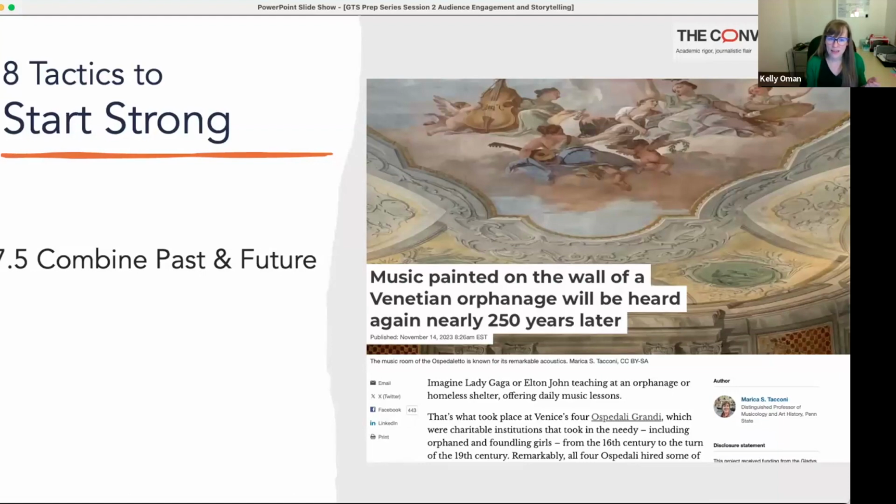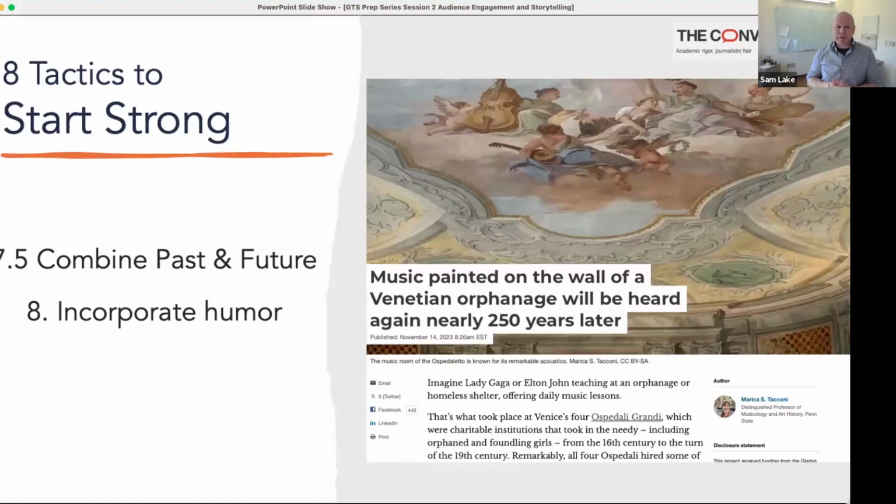And then the 8th tactic is using humor, which is, as we know, a great way to get people engaged, get people listening. All the best speakers do this in some way. This opening is also kind of funny, thinking about Lady Gaga or Elton John doing this kind of work. It's funny because it's unexpected, and that can be a really great way to get us engaged. Here, I thought you were going to have some kind of punchline about the fact that Lady Gaga would consider Elton John old and historic.